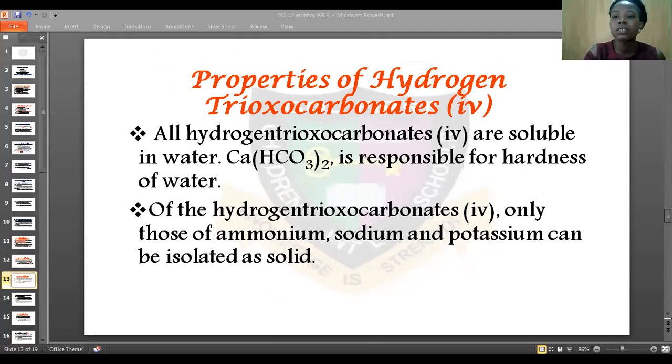So back to what I was saying, we have those. We have the hydrogen carbonate(IV) that is responsible for hardness. Calcium hydrogen carbonate is responsible for hardness of water, and then we said that of the hydrogen carbonate(IV), only those of ammonium, sodium, and potassium can be isolated as solid. That means because they are readily soluble in water, you can't find them as solid substances. So that's another property they have.